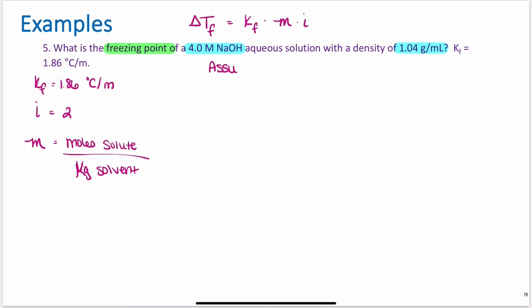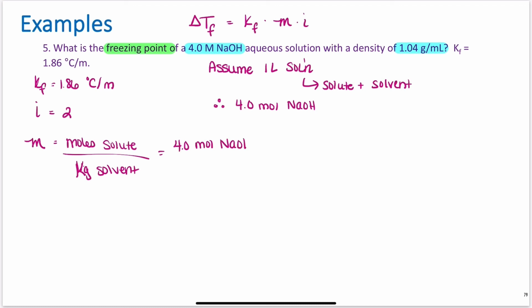I'm going to assume that I have 1 liter of solution. That is total solution, that is solute plus solvent. If I assume I have 1 liter of solution, then that means I have 4 moles of sodium hydroxide, which means I have the top of this portion of the equation. Now I just need to figure out the kilograms of solvent.